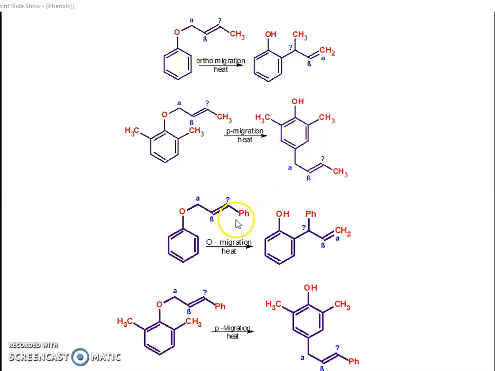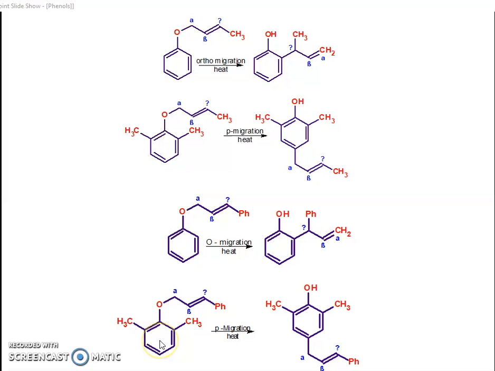Similarly, in this group with alpha, beta, and gamma, at the ortho position the gamma carbon is attached. The gamma carbon is attached here in ortho migration, and para migration we see here. Both positions will be blocked, right? Which positions? This is an ortho position and this is also an ortho position. Both positions will be blocked and therefore this group will be migrated to the para position.